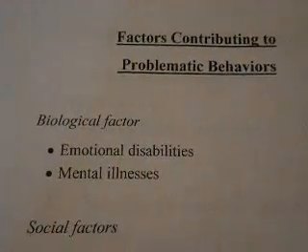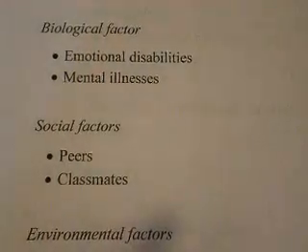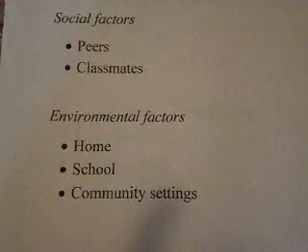These factors could include biological factors such as emotional disabilities and mental illnesses, social factors such as peers and classmates, and environmental factors such as the home, school, or community settings. It's important to find the root of the problematic behavior. The observer needs to look beyond the symptom, which is the behavior, and focus on the motivation to avoid or get something. Positive interventions are based on positive behavior support, which is a proactive approach to positive behavior.